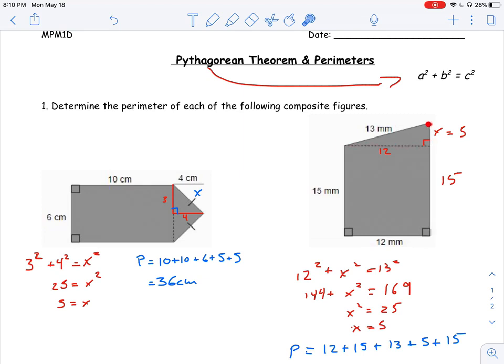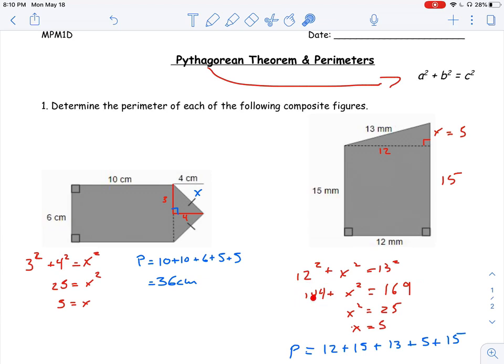So I have my right angle triangle, but this time, one of the values I'm given is the hypotenuse. So I would have to write this. This is my A, this is my B, and this is my C. So 12 squared plus x squared, that's the unknown side length, is equal to 13 squared. Go ahead and perform the math. I have 144 plus x squared equals 169.